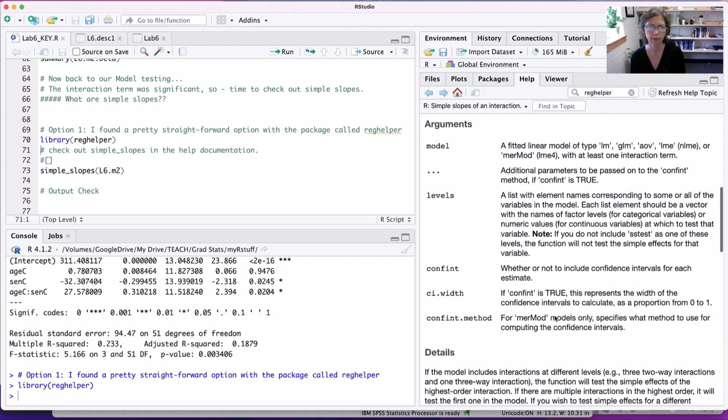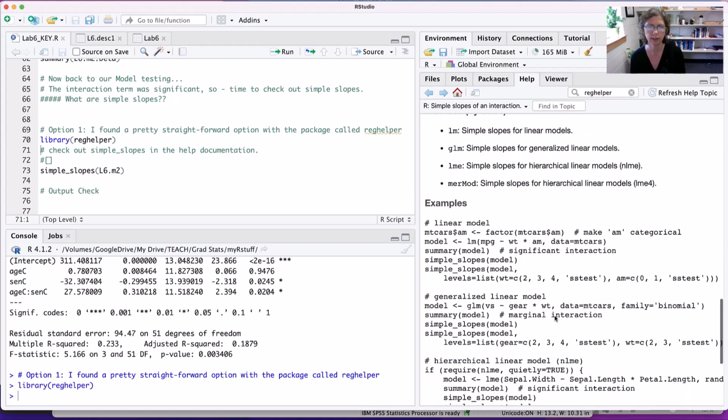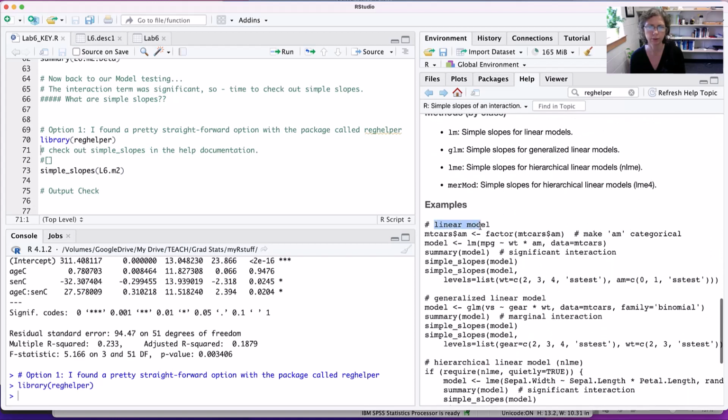So the model, the levels, sometimes they give an example at the bottom. For a linear model, they gave this example where their linear model was miles per gallon predicted by weight by whatever AM is in this data set. But when they did simple slopes, they just used the function simple slope and then put the name of the linear model in parentheses, right? So I can do the same thing, simple slopes and the name of the model in parentheses.